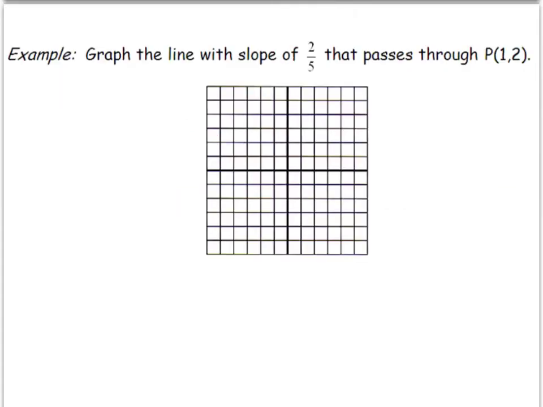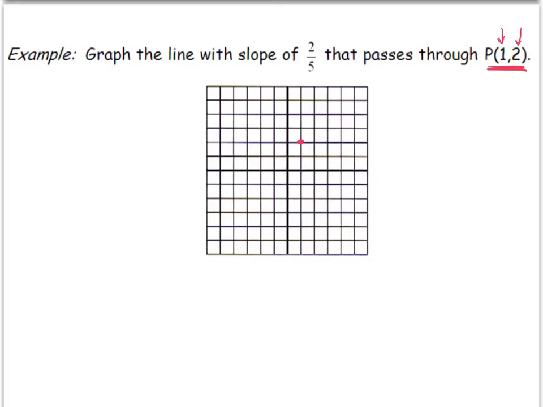So what if we give you an example and I ask you to graph the line that has a slope of 2/5 and it passes through the point (1, 2). First step, we're going to plot the point. Starting at the origin, you do your x coordinate first, so you move right or left. In this case, you move right 1 unit, and then up 2 units. If I move right 1 unit and up 2 units, we'll be sitting there with my point.